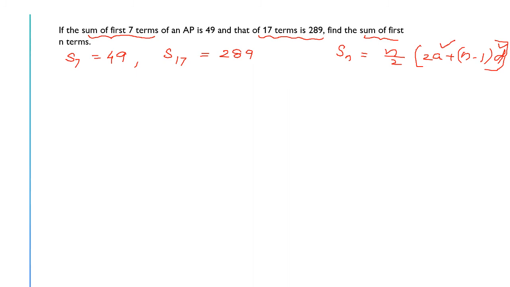Now we are doing it. S7 is equal to 49, S17 is equal to 289. Now you are asked to find out Sn. Sn is n by 2 into 2a plus n minus 1 into d, we know. But from these two things, we have to find the value of a and the value of d and substitute. N we will keep as it is, no change for n, because we have to find the n term. There is no value for n. N will remain as n. But the other two we will have to find out. Clear?